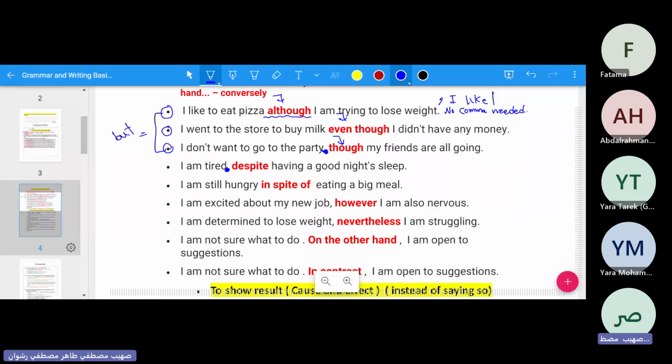So number 1, 2, and 3, the three sentences are equal in meaning. They mean but. Although I am trying to lose weight, even though I didn't have any money, though my friends are all going, the three sentences have the same meaning. Let's see the difference here. Muhammad, read.